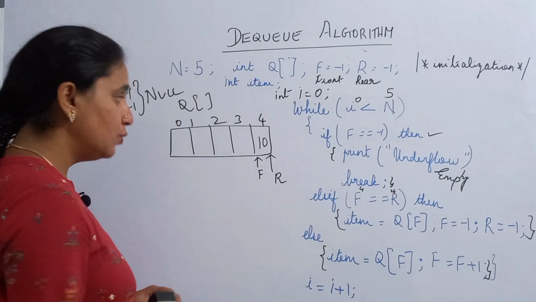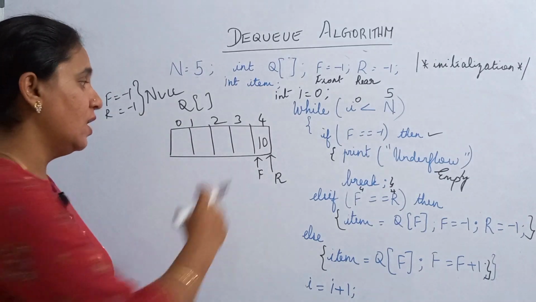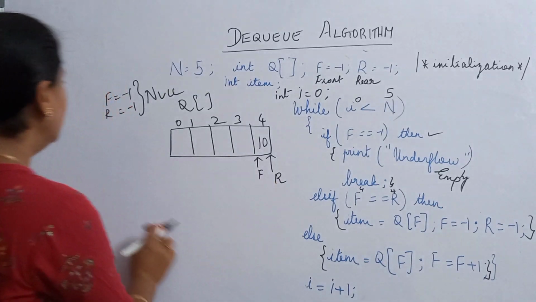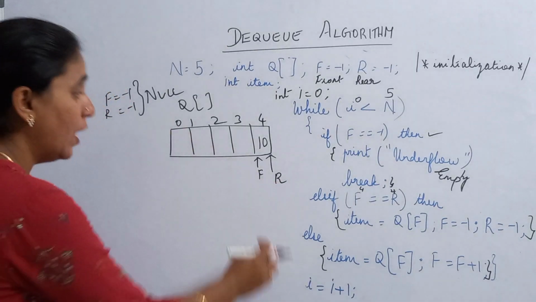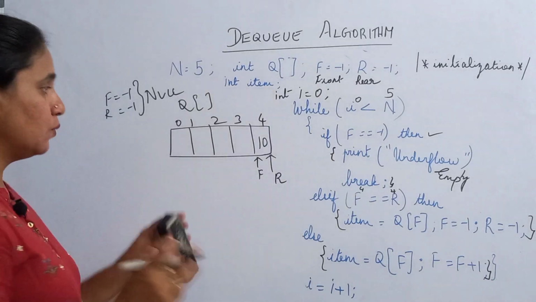So what will I do? I will remove this element also out of the queue data structure, and I am going to remove and reassign this pointer back to -1. This I am going to do now.